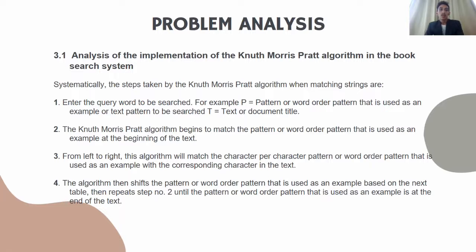Second, the Knuth-Morris-Pratt algorithm begins to match the pattern at the beginning of the text. Third, from left to right, this algorithm will match the pattern character per character with the corresponding character in the text. Fourth, the algorithm then shifts the pattern based on the next table, then repeats step number 2 until the pattern is at the end of the text.